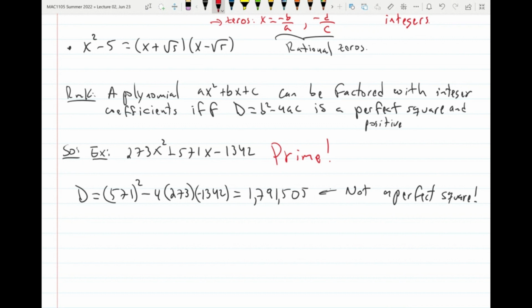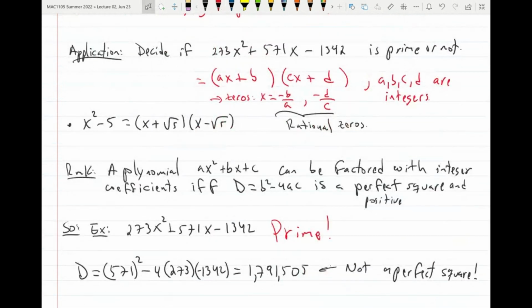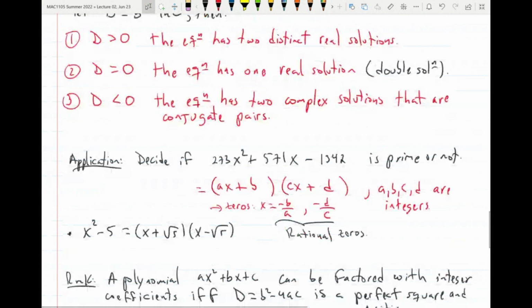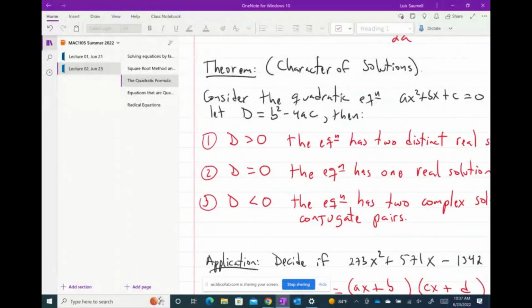Okay? So that's one way that you can use whenever you are unsure whether you can factor a polynomial or not. Do this. Find the discriminant and it will tell you. That's a quick application of that. All right. Questions? Yes? No? Okay, good. So now we know how to solve any quadratic equation.